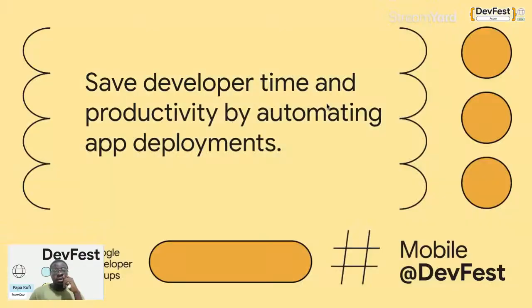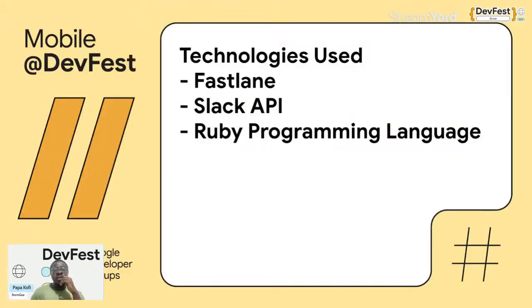Next slide. Save developer time and productivity by automating app deployments. In the app deployment stage of development, you have to go through a few steps or sometimes a lot of steps. But with automation, you can save time and productivity. You could just automate the process and use the time you would have used for manual work to do something more productive, right? Some of the technologies that will be discussed here are Fastlane, the Slack API, and the Ruby programming language.